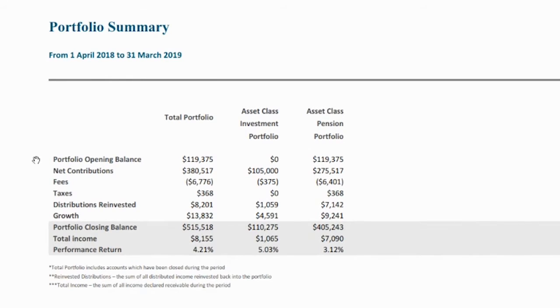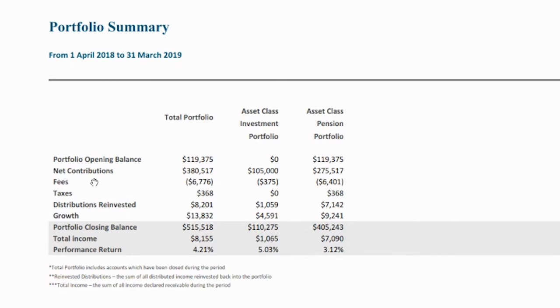Looking at the items on the left here, we first have the portfolio opening balance, which is pretty self-explanatory. We then have the net contributions, which is simply the money going into your account, less anything that's come out. Money going into your account includes things like cash deposits, superannuation contributions, and any other funds going into the account. Money coming out of the account includes things like pension payments, withdrawals, insurance premiums, and contributions tax.